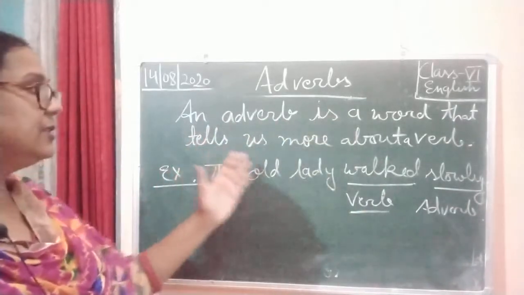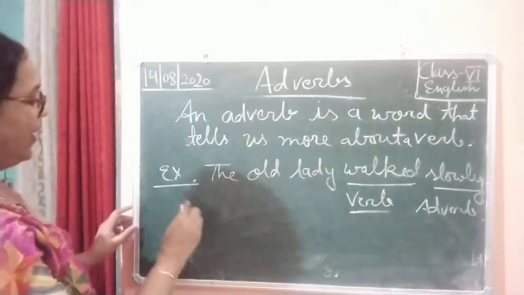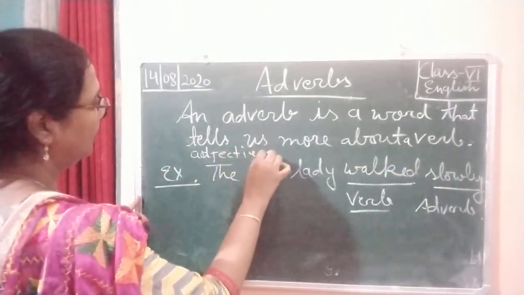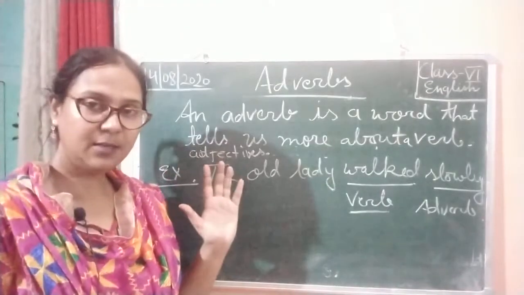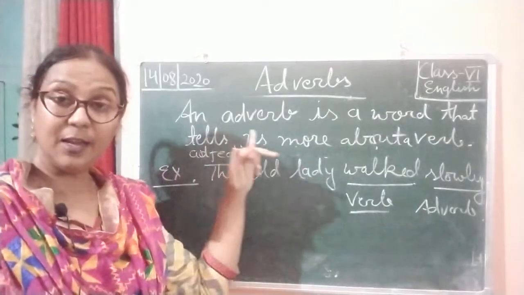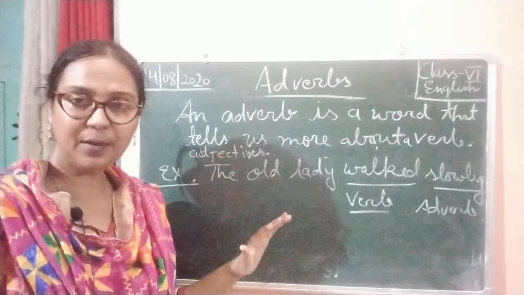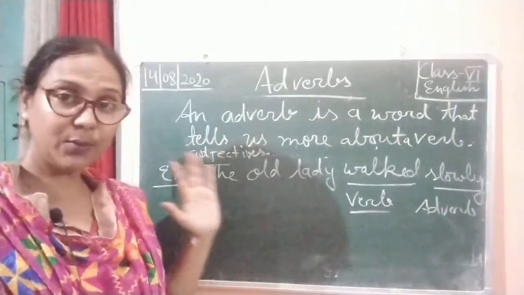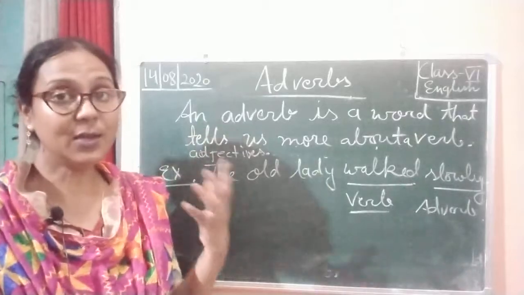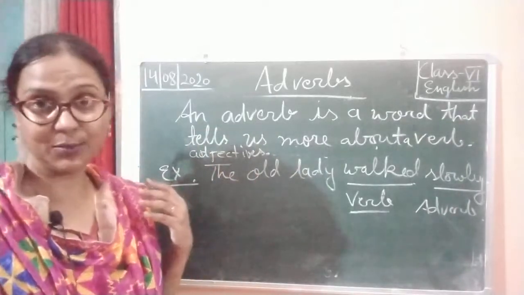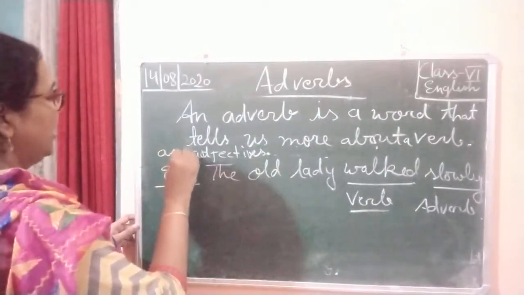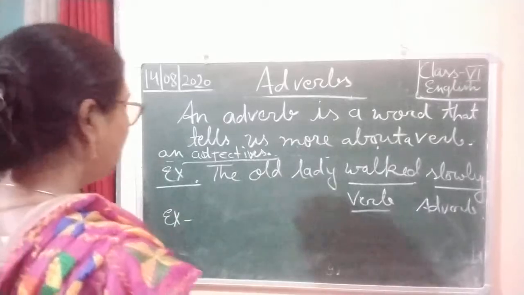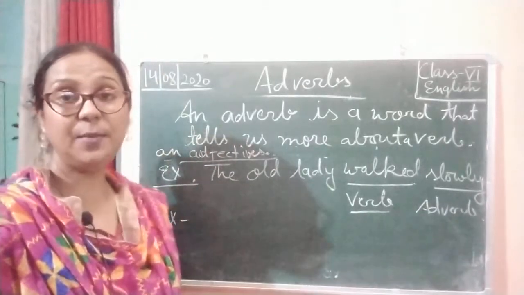An adverb is a word that tells us more about a verb, and adjectives. Now I have added one more thing in the definition of adverb. So in the first example, we have understood how the adverb works with a verb, and now we are going to learn about how it describes an adjective also. Now I am going to give you an example to understand how it describes an adjective.